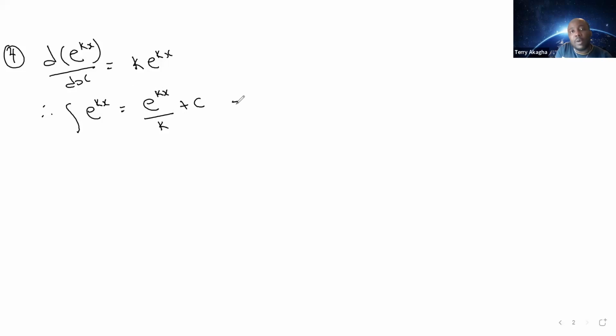So let's assume we're integrating e raised to the power 5x. Okay? Now, what will that be? You bring out the value back, e raised to the power 5x, and differentiate 5x. When you differentiate 5x, what would that give you? 5. It will now be e raised to the power 5x divided by 5 plus c.